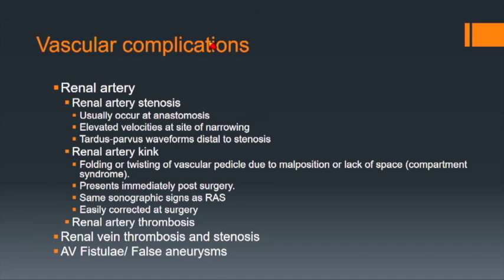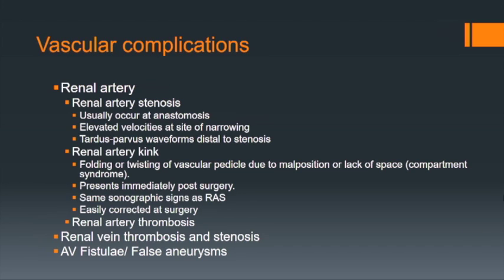So the vascular complications, starting in the renal artery, you can get a stenosis in the renal artery. That usually occurs at the anastomosis, and that presents on Doppler as elevated velocities at the site of narrowing, and tardus parvus waveforms distal to the point of stenosis. A renal artery kink is a folding or twisting of the vascular pedicle due to malposition or lack of space. So if the renal artery is a little bit tortuous and the surgeon packs it into a kind of small space, it might kink.